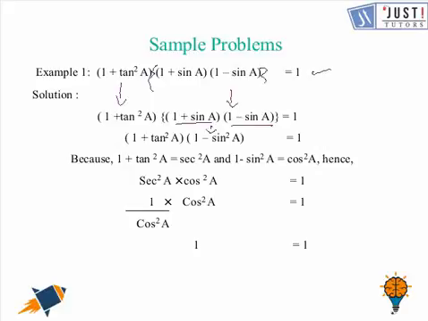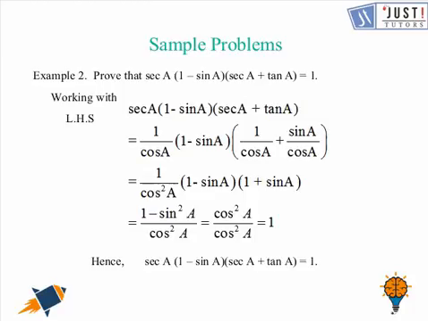But we know the identities already. That says 1 plus tan square a is equal to sec square a and 1 minus sine square a is equal to cos square a. Hence we can rewrite this step as sec square a times cos square a, which is equal to 1. Now we know that sec is the reciprocal of cos, so we have written it like this: 1 over cos square a times cos square a. If we go on and solve it further, we can get 1 is equal to 1. So this is the required solution to the problem.